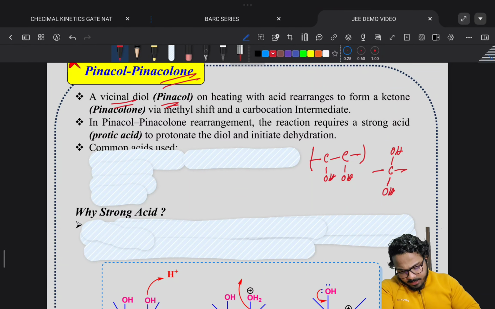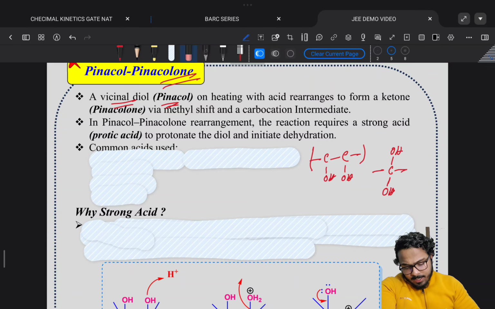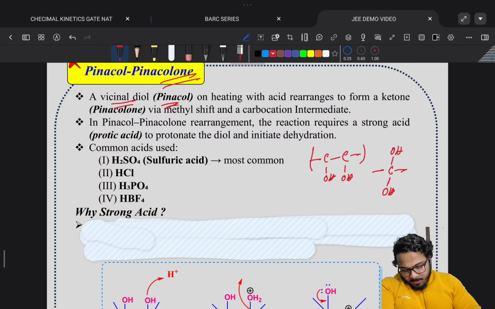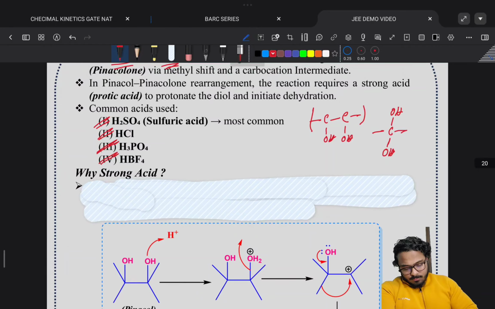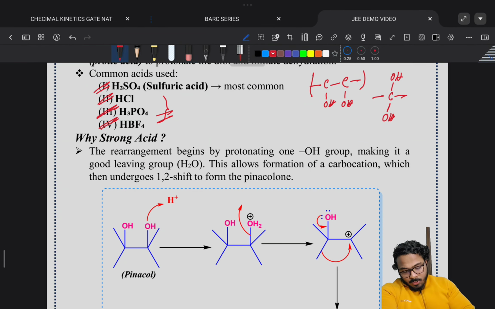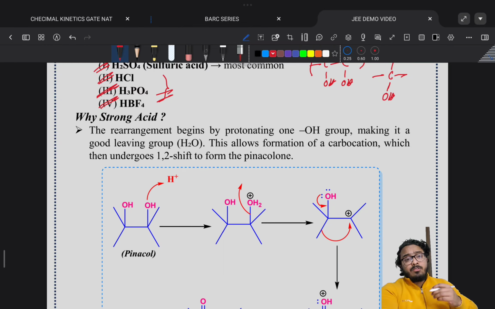So let's see the common acids or reagents used in the pinacol-pinacolone rearrangement. As you can see, H2SO4, HCl, H3PO4 and HBF4 are the common acids used here. Why strong acid? Just think about it. When you use a strong acid, the H plus is easily available, and the hydroxyl group captures that H plus and leaves as water.